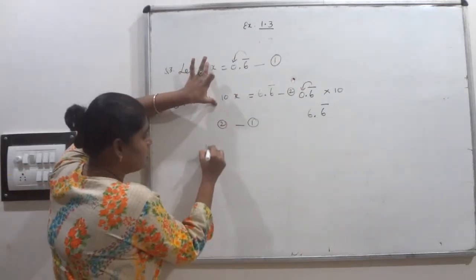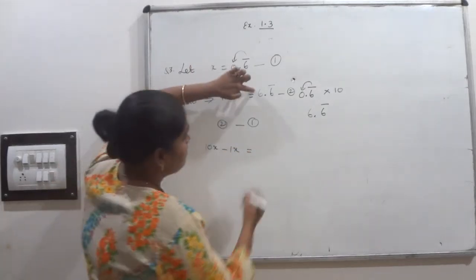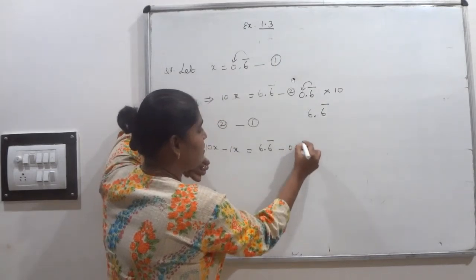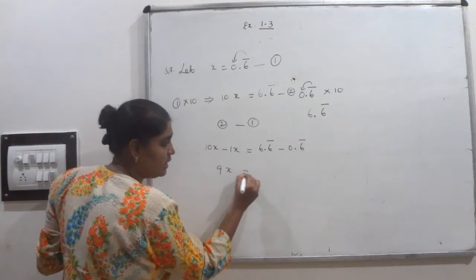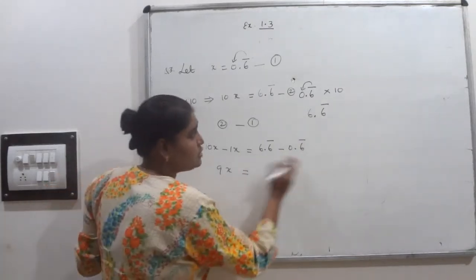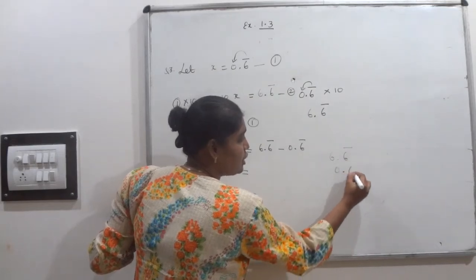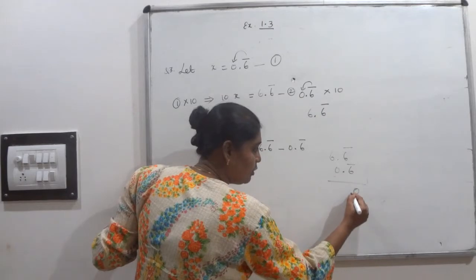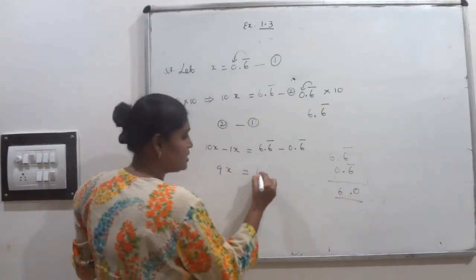Left hand side, 10x minus 1x equal to 6.6 bar minus 0.6 bar. 10x minus 1x will be 9x. Now subtract these on the right side: 6.6 bar minus 0.6 bar. The bar part subtracted from the bar part is 0, and 6 minus 0 is 6. So 6 will be there.